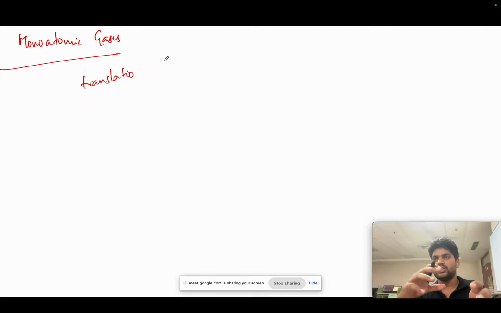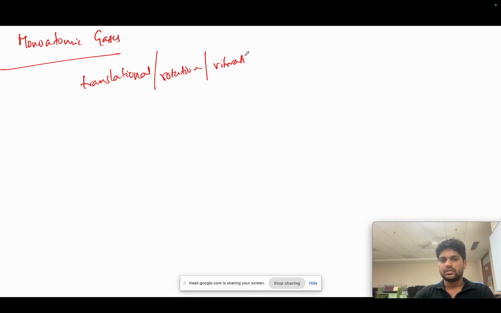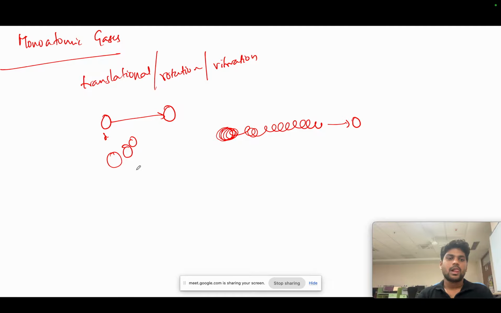Translation means the molecule is just moving. We have different types: there is rotational also and there is vibrational. If you take one particle, it is just moving from one direction, and after a certain time it goes to here. This is called translational. Suppose it is rotating like this and it has gone to here, that is called rotational with a translation. And then there is a vibration, like it is vibrating by itself. I'm just giving an example of how it works. So it will go like this.